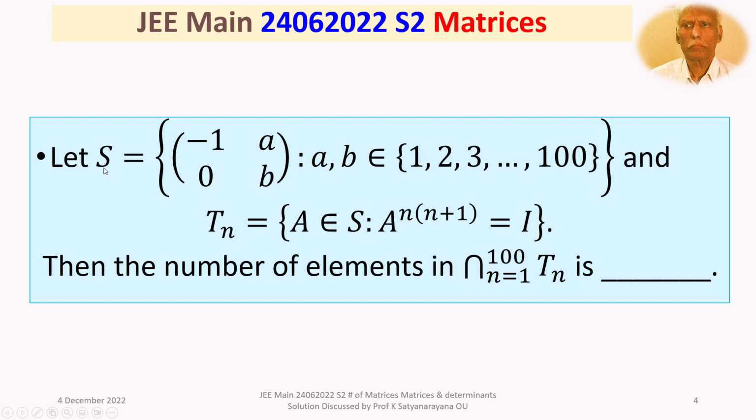We have the set of 2 by 2 matrices given in this question, and Tn is the set of all those matrices A belonging to the above set S such that A to the power n into n plus 1 is equal to the identity. We have to now count the number of elements in the intersection of Tn, where n ranges from 1 to 100.